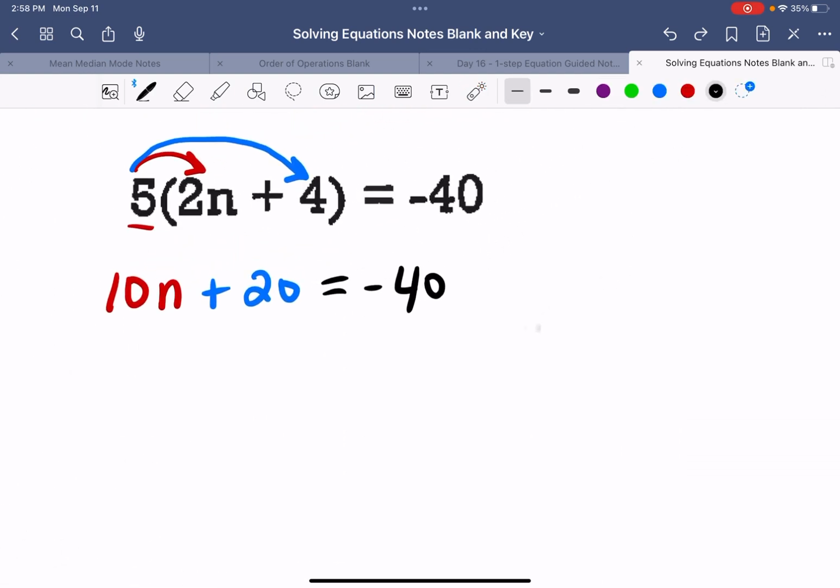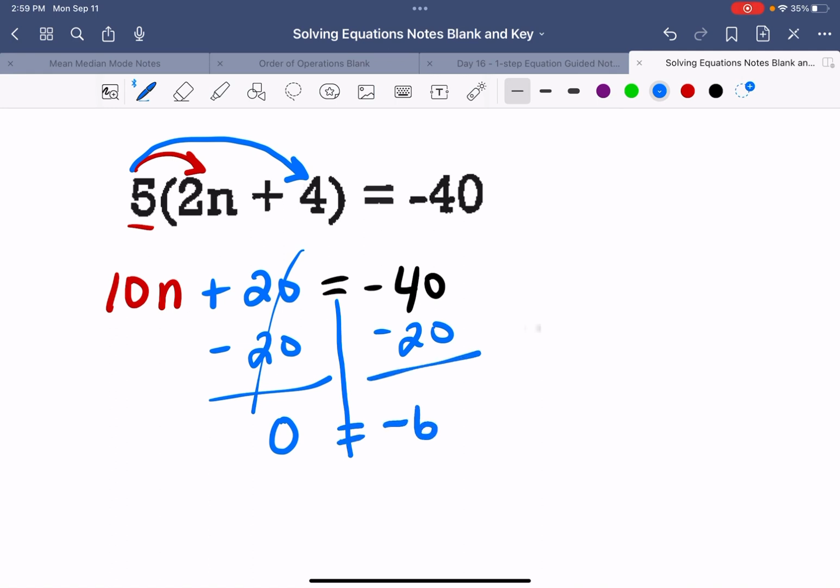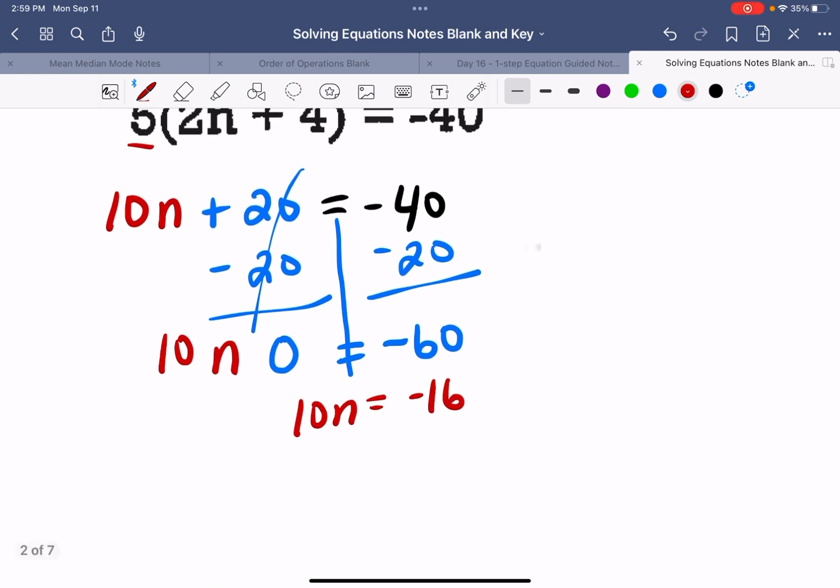Now I'm going to do the opposite and take the inverse. So the opposite would be subtract 20 from both sides. Cancel this out, becomes 0 equals negative 60. Now, when you're dealing with negatives and positives, please, if you need to put it in your calculator, do it. It's okay. And then I need to make sure I bring my 10n down. So 10n is equal to negative 60.